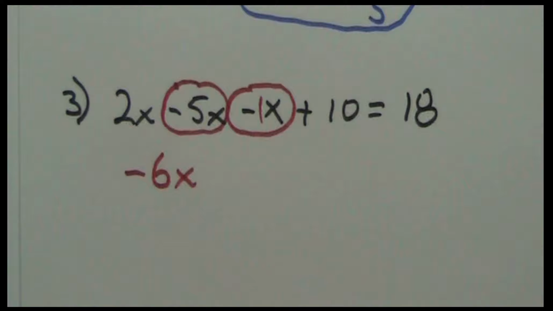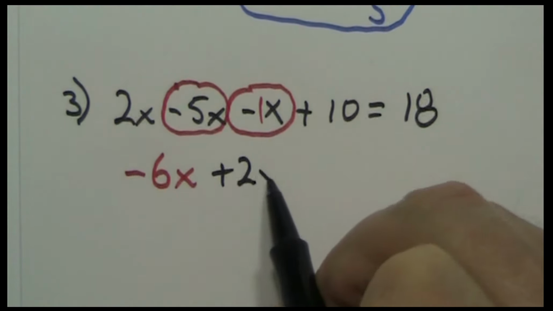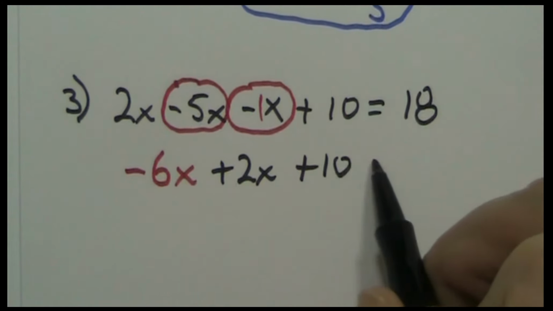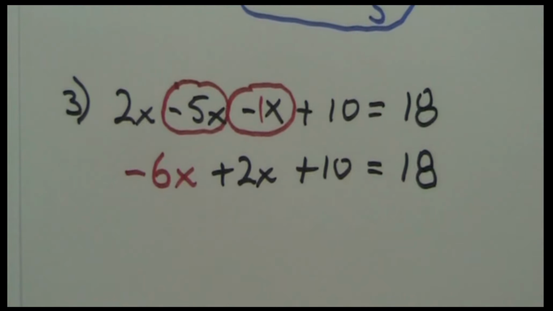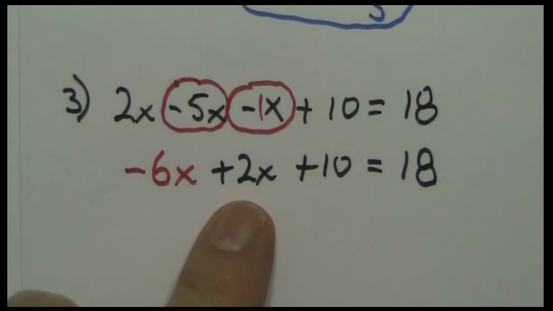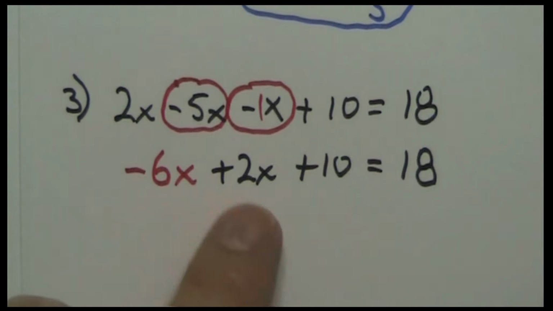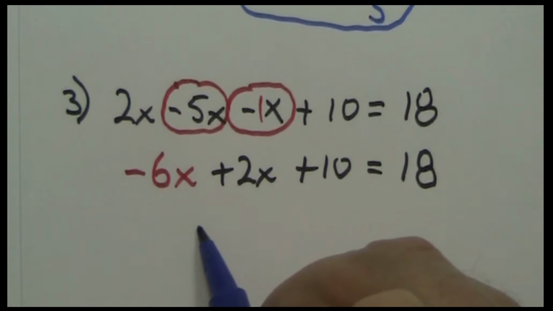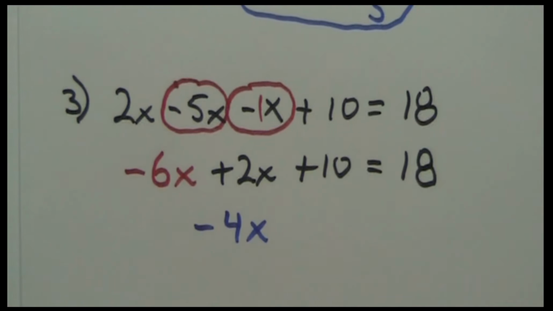Okay, then what we have is our 2x, and our plus 10. Now I'm doing this a little bit longer. I'm doing an extra step, just because I want you to see how easy it is doing it this way. Now let's combine these two together, negative 6 and positive 2. How much are 6 negatives and 2 positives together? I know there's more negative. That'd be negative 4x. Now I'll just bring the rest down.